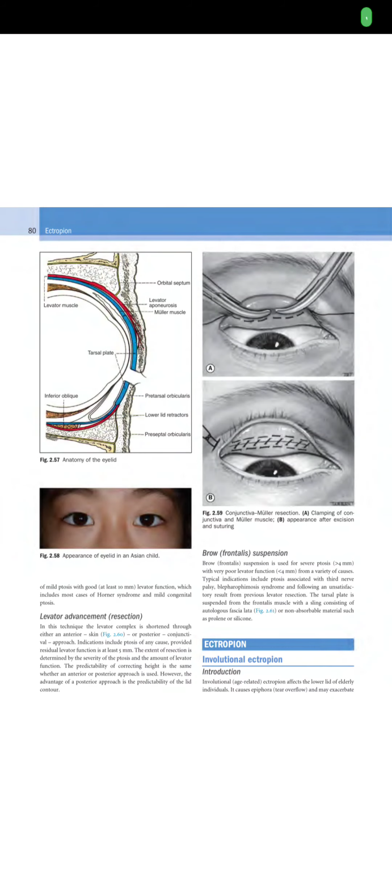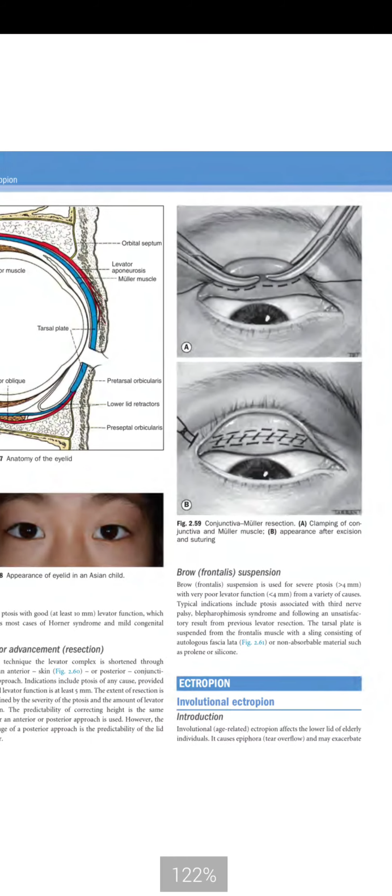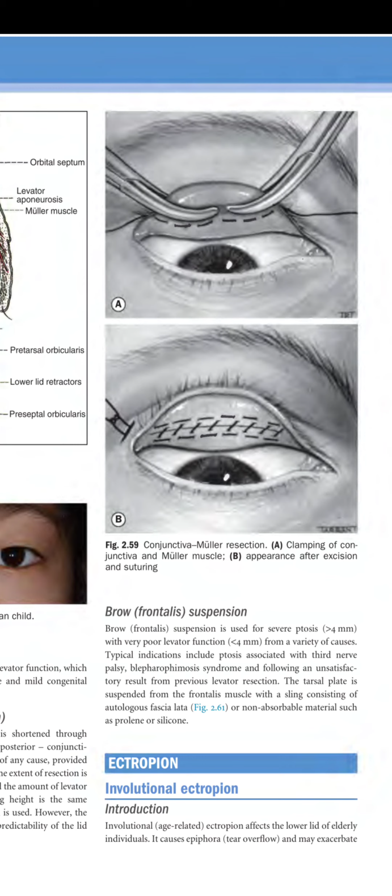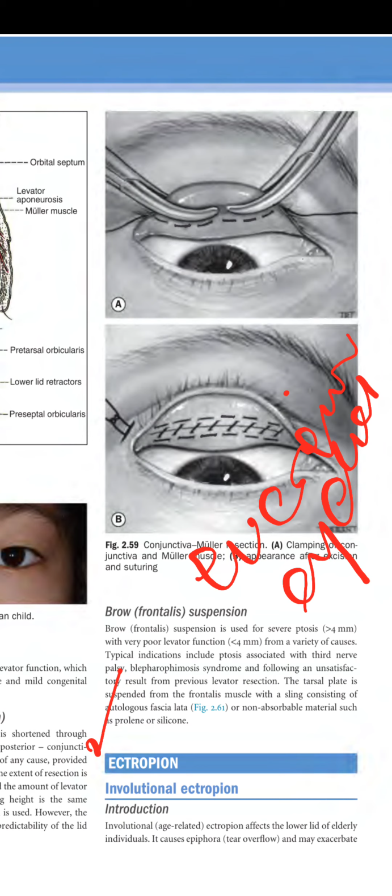The Kanski lecture series, and today this is the eyelid part 10, and we are going to start with ectropion. There are different types of ectropion. Firstly, we need to define what ectropion is. Ectropion is basically the eversion of the eyelids. That means if the eyelids are resting in a normal position, they are everted, and that can be a marginal or a complete lid ectropion.